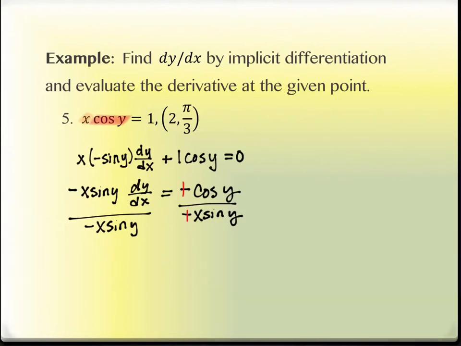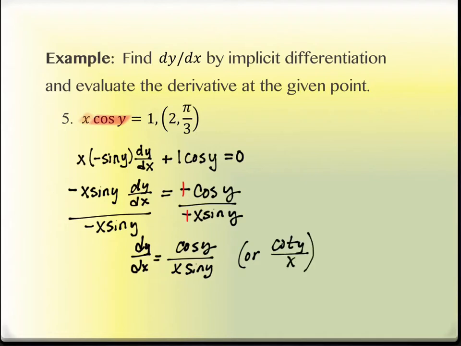If you leave it as cosine of y over x sine y, that's fine. If you wanted to change cosine of y over sine y to write it as cotangent, good. You could do that. Leaving things as cosines and sines is often preferable, but it certainly doesn't mean that couldn't be changed. But this is a reasonable place for us to stop, right? If I was just finding dy dx. So dy dx equals cosine of y over x sine y. Or you could actually write this as cotangent of y over x. That would be the equivalent if you changed to the trig function.